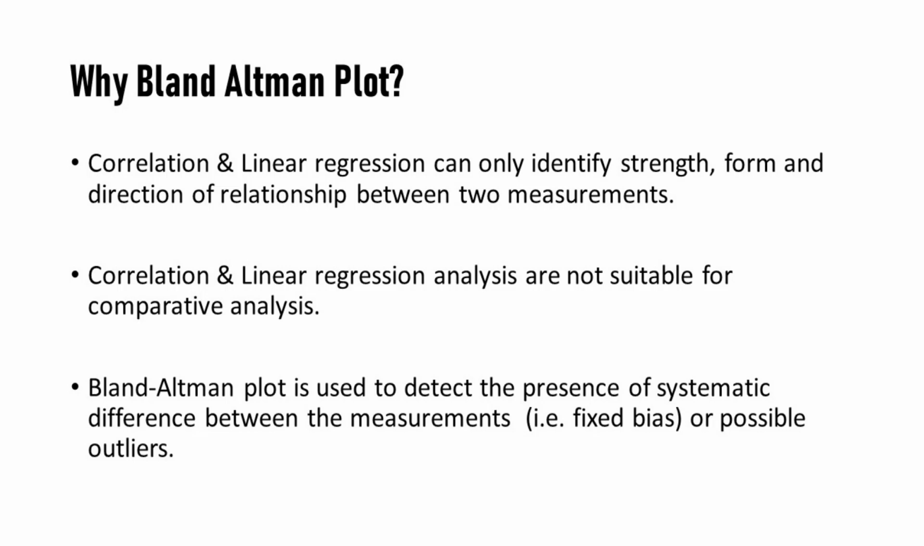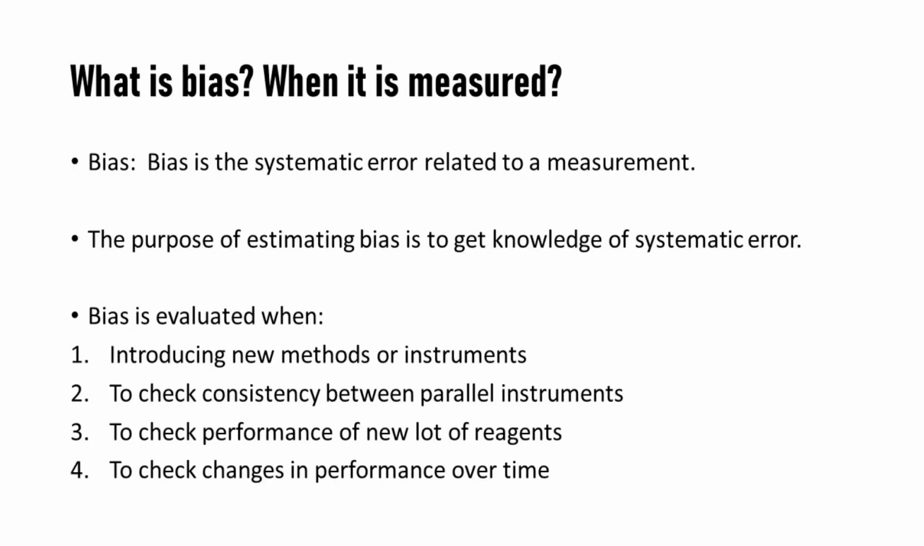Why do we have to use the Bland Altman plot? Because correlation and linear regression will give us something about the bivariate relationship which exists between the two sets of measurements. Using this, we can identify the strength, form and direction of the relationship, but this approach is not suitable for comparative analysis. So that's why we use the Bland Altman plot for comparing measurements. It is used to detect the presence of systematic difference between the measurements or possible outliers.